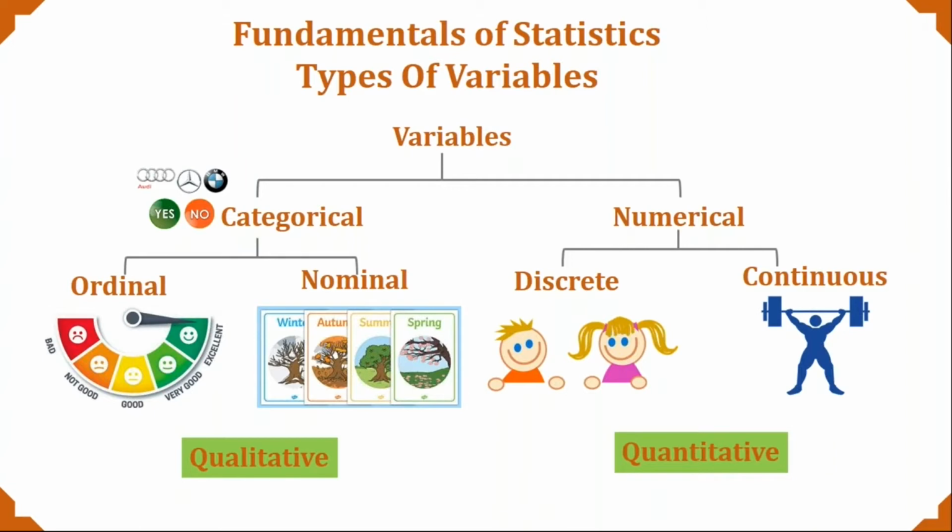So all the numerical data are called quantitative data. So, qualitative and quantitative. Let's get into what happens when you have got some data.